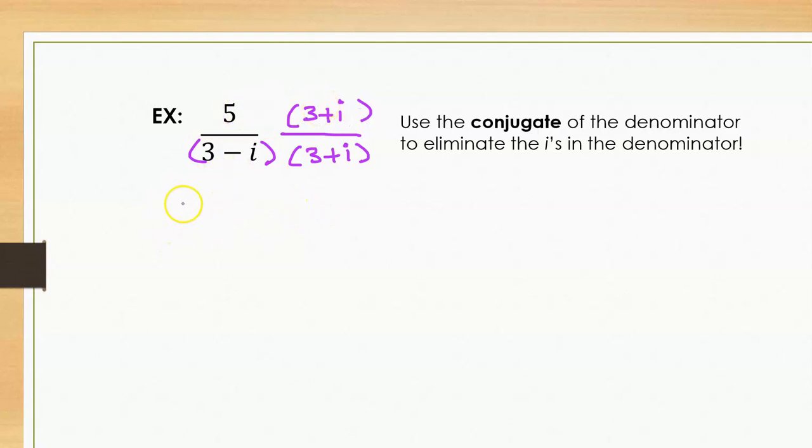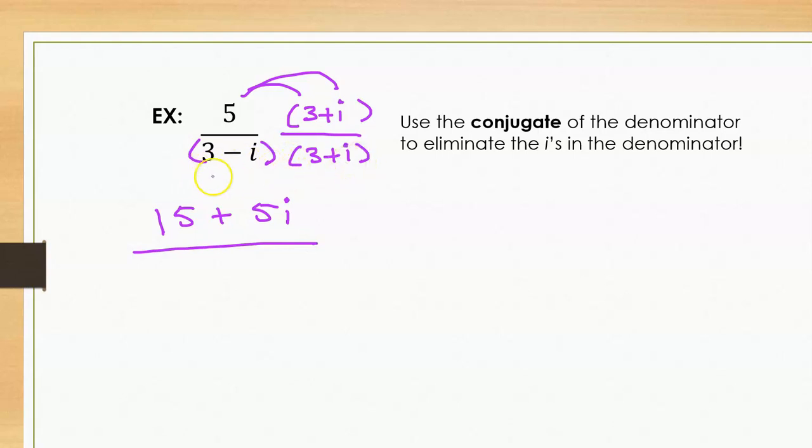In the numerator, I will distribute the 5. So I will end up with 15 plus 5i. In the denominator, I need to FOIL this, or double distribute, whatever you want to call it.